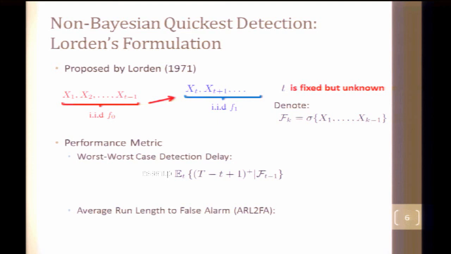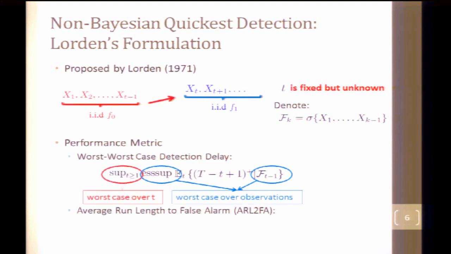Because this is a random variable, we are going to take the essential sup. Then we are also going to consider the worst case over time t. So in this case, we have two worst case scenarios. The first one is the worst case over observations that happen before the change time. The second layer of worst case is the worst case over the change time itself.